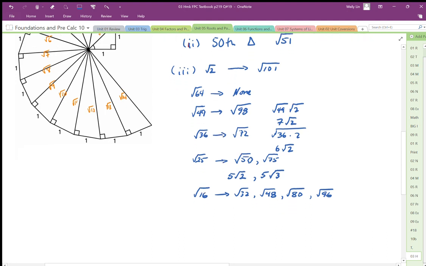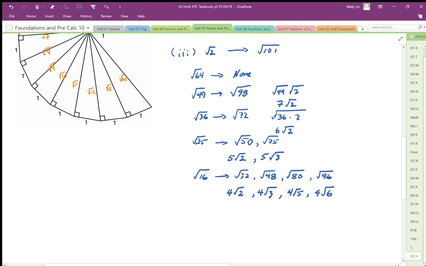So these have perfect squares of 4 squares, so the 4 comes out. We're left with 2 here. Here the 16 comes out, and we're left with 3. Here that 16 comes out. We're left with 5. 4 root 5. And then for this one here, we're going to be left with 16 times 6, so 4 root 6. And then we move on to root 9.